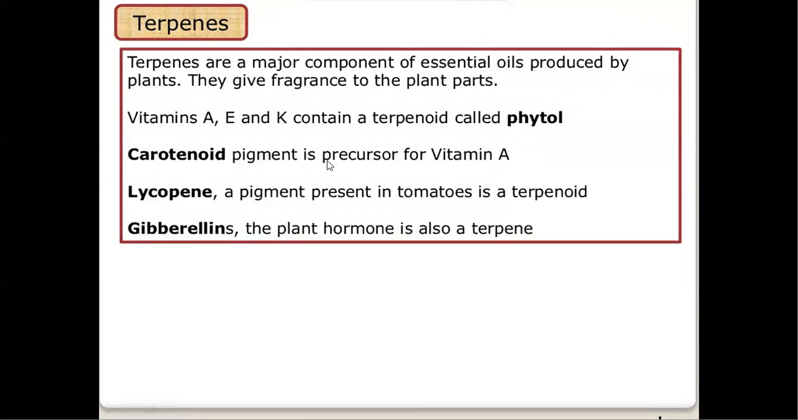So here carotenoid pigment is also a terpene. Lycopene pigment is present in tomatoes. And gibberellin is a plant hormone, and this is also a terpene. So these all come under derived lipids. Why? Because these lipids are derived from the fatty acids, simple fats, and complex fats.